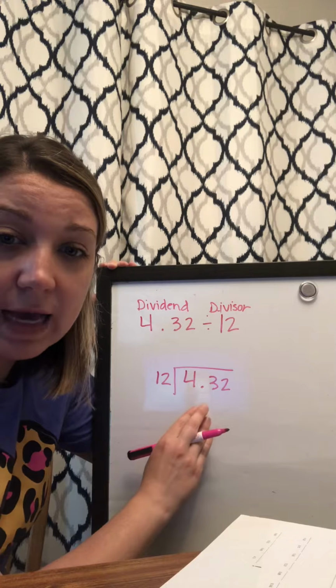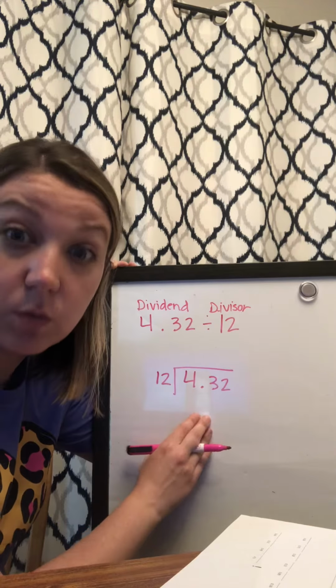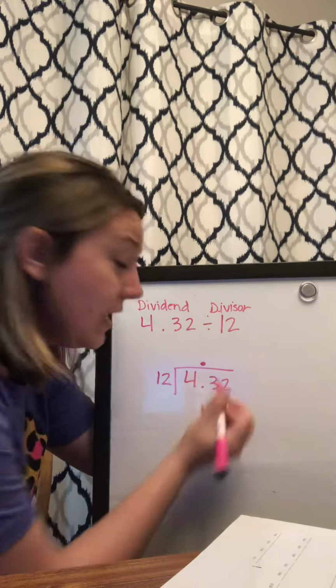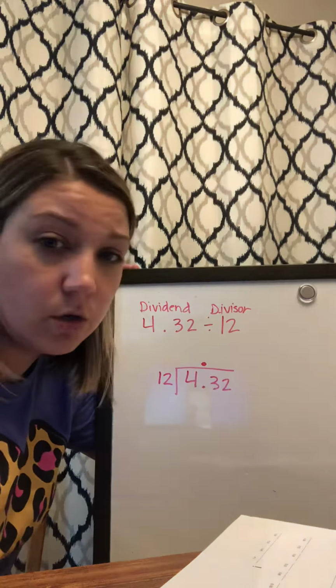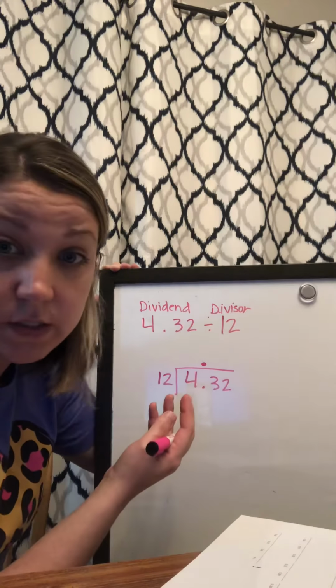Now we're going to look at the decimal that's in the house. If we have a decimal in the house, what do we do with it? We raise it to the roof, right? And now you can just divide. You don't need to worry about that decimal anymore, okay? So I'm just going to go ahead and talk through this division problem.